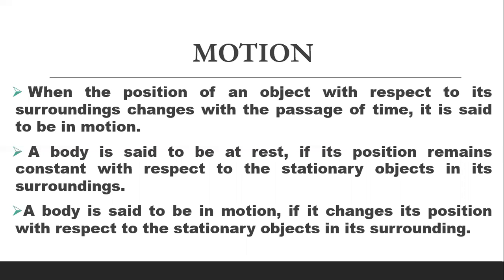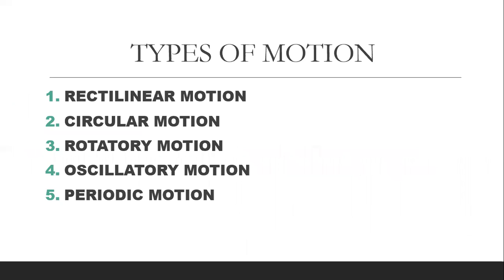For example, if you keep a table in your room, that table will not move unless and until you push it, right? So that is said to be at rest. Then if I push that table, it will be in motion because it changed its position with respect to time and to the surroundings. Okay. Now let us see the types of motion.